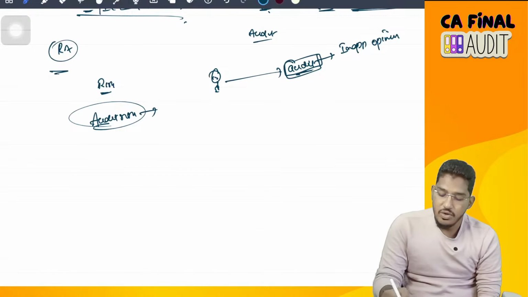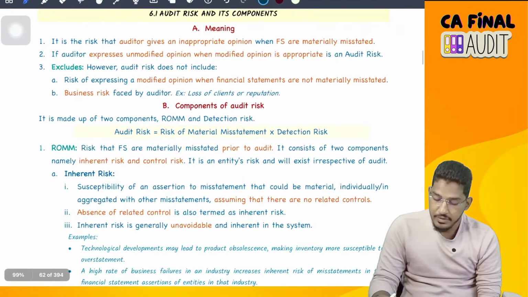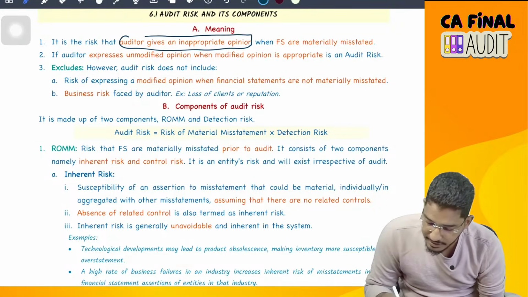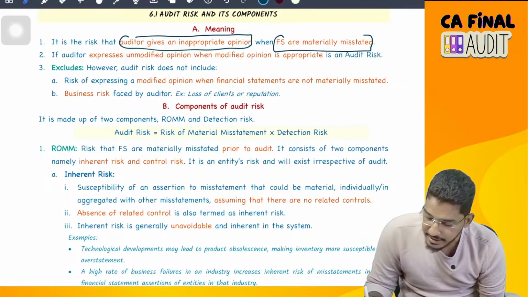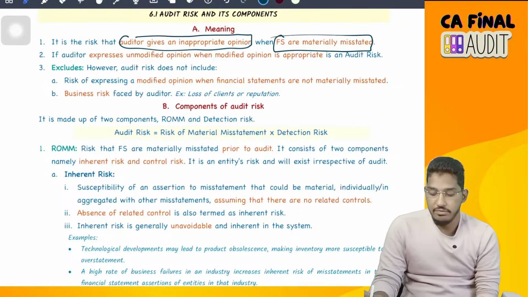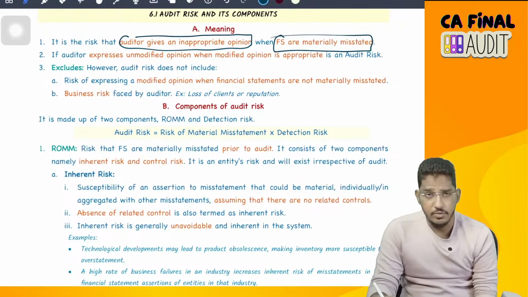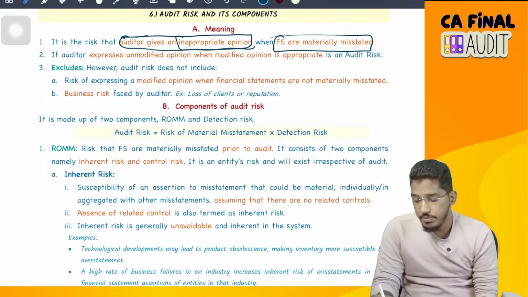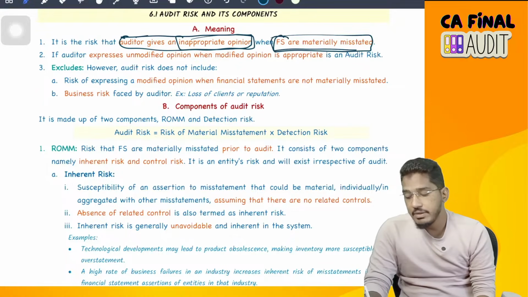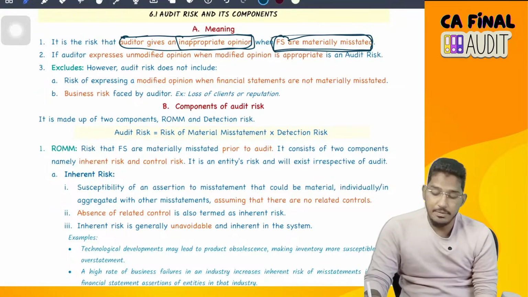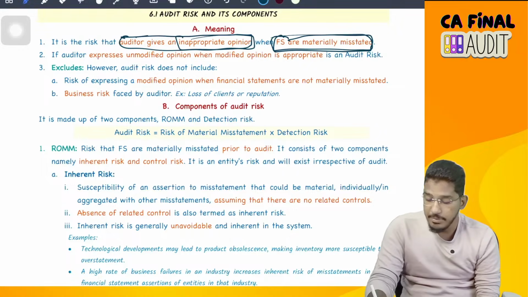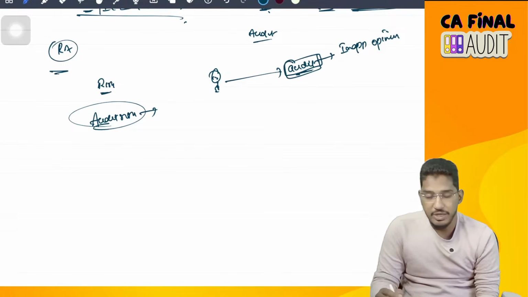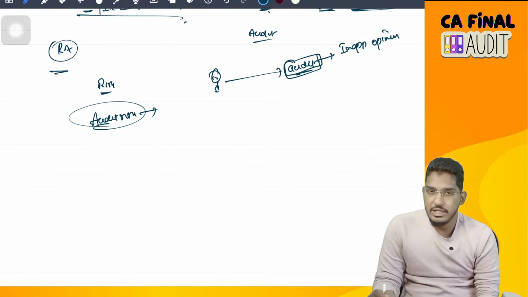Let me show it here. They say that it is a risk that the auditor gives an inappropriate opinion when the financial statements are materially misstated. That means the financial statements of the client are materially misstated, but the auditor is giving an inappropriate opinion there. That risk we call audit risk.